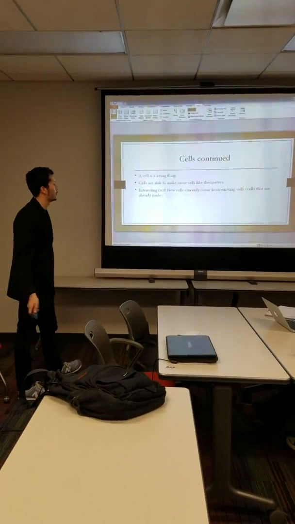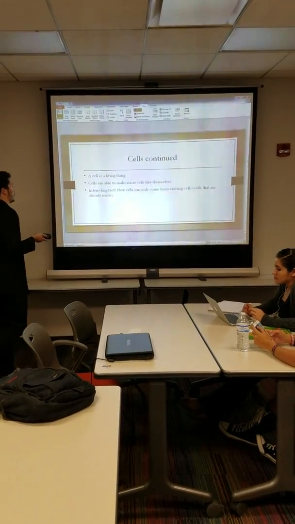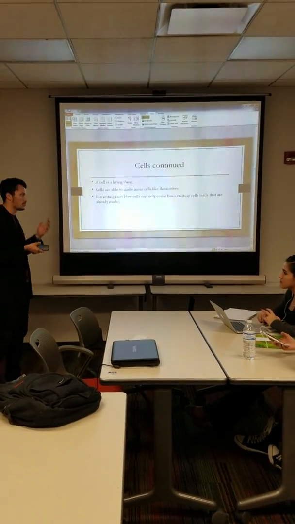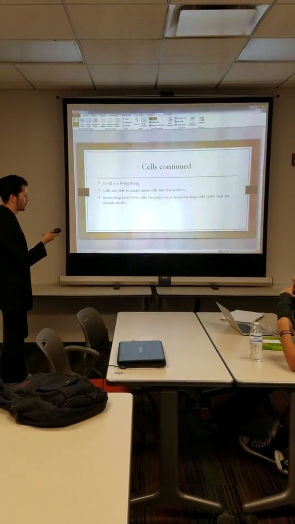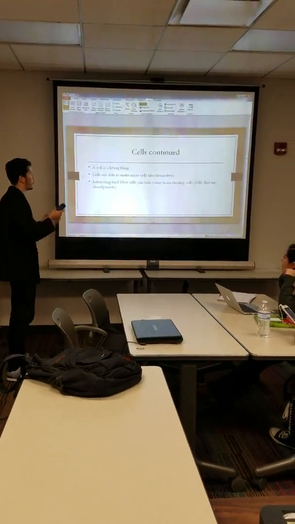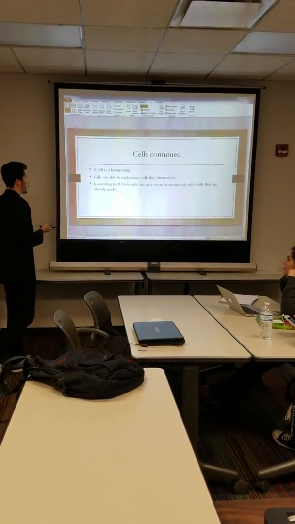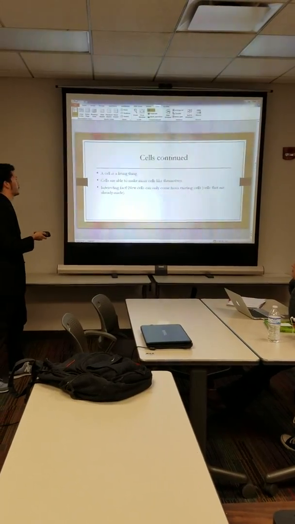Interesting fact: new cells can only come from existing cells that are already made. It's the same thing I said before. They split up and make new cells, and boom, boom, boom, that makes an organ. That's to make your liver, eyes, skin, or an organism, or a fish.